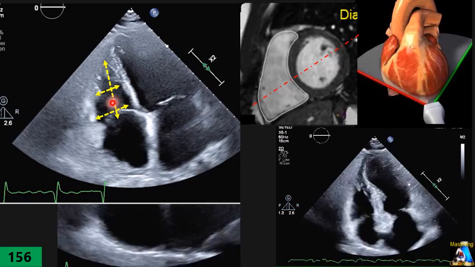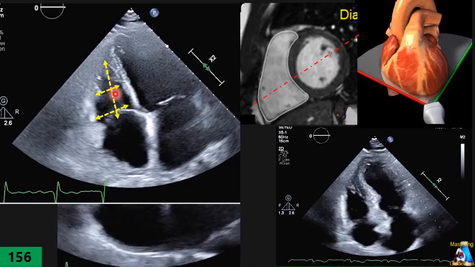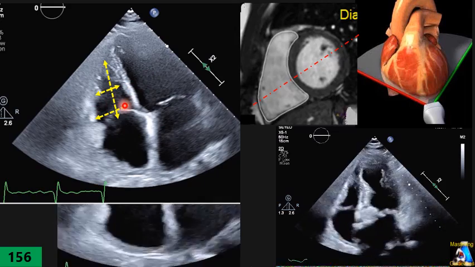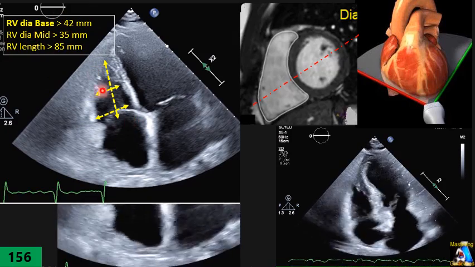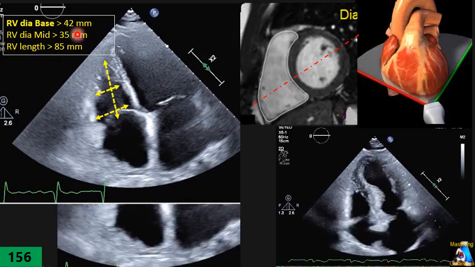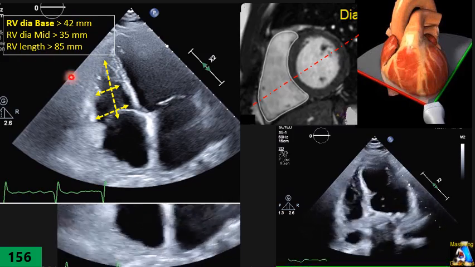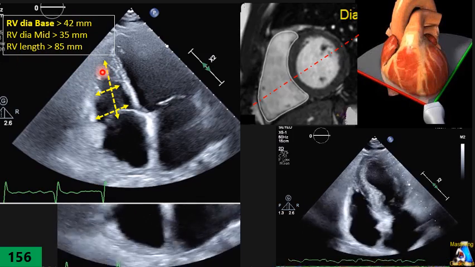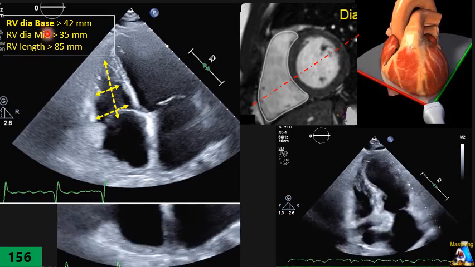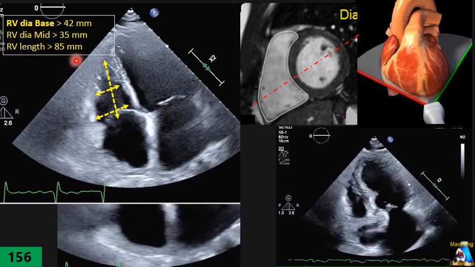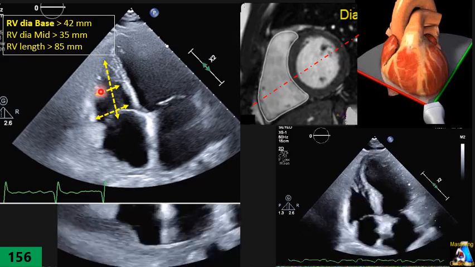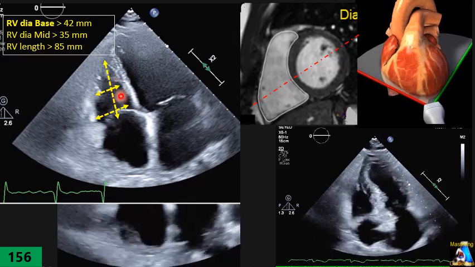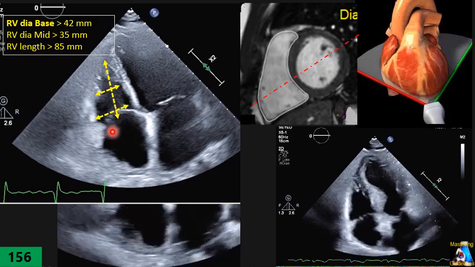In some cases those dimensions don't look enlarged. As you know, the abnormal sizes are for the base if it's over 42, for mid over 35, and for length over 85 millimeters. Each of them indicates right ventricular enlargement. But sometimes even the dimension you measure is not enlarged because we don't include body mass index.